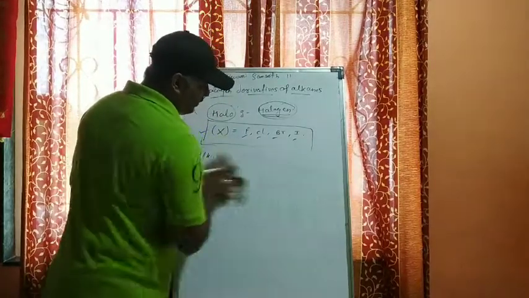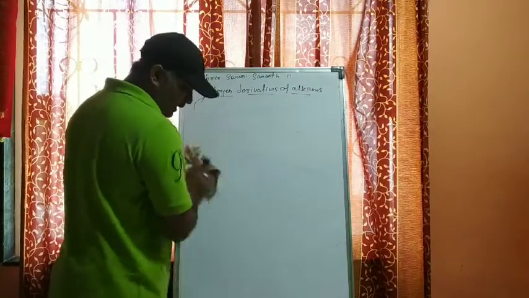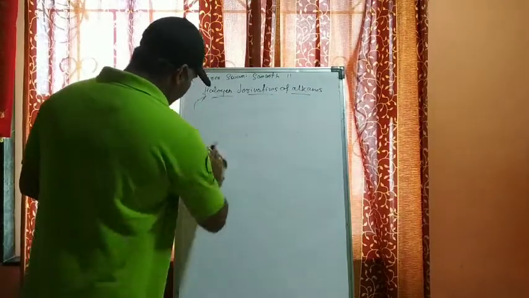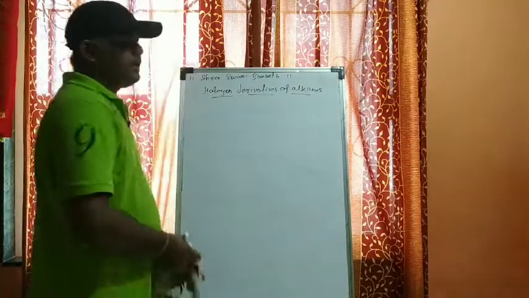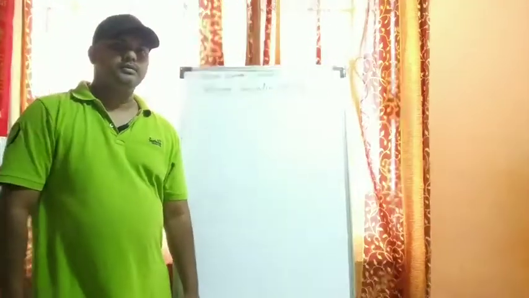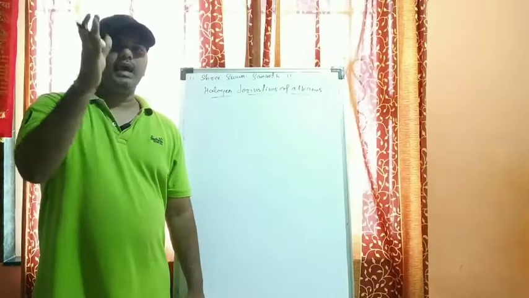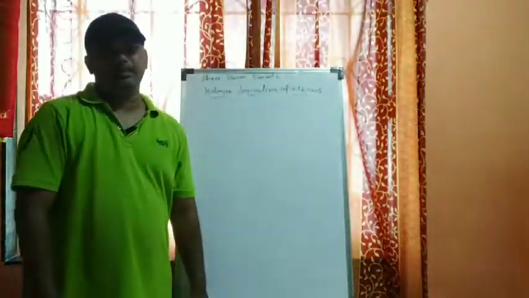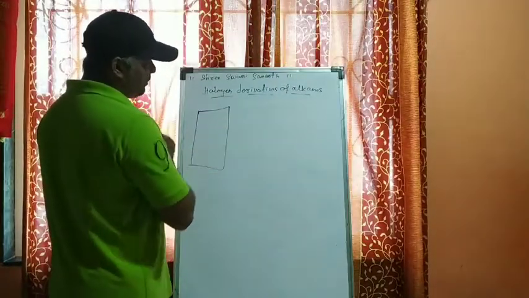Now we can take the example of the haloalkanes. But before that, we have to understand what exactly halogens are and where halogens are placed in the periodic table. So let's go to the periodic table. This is our periodic table.